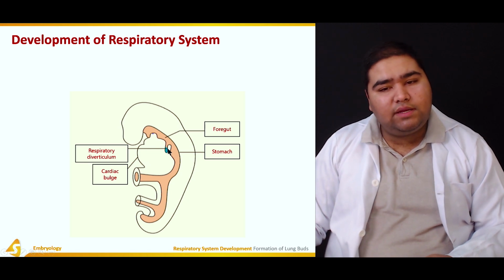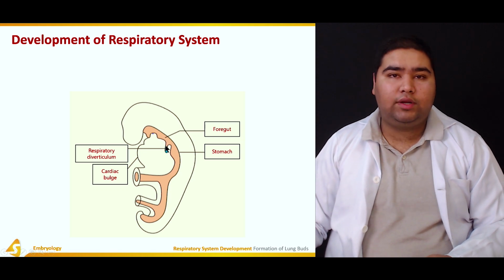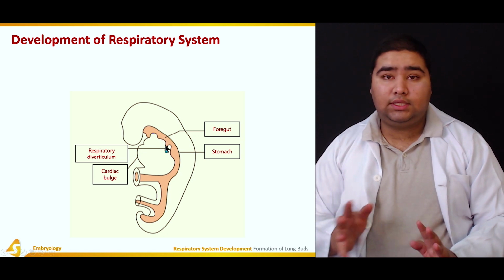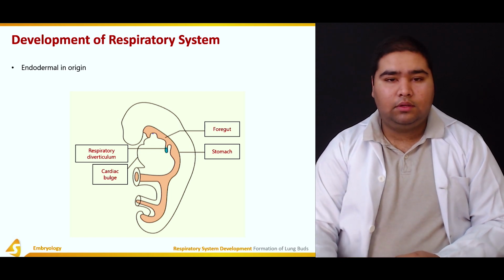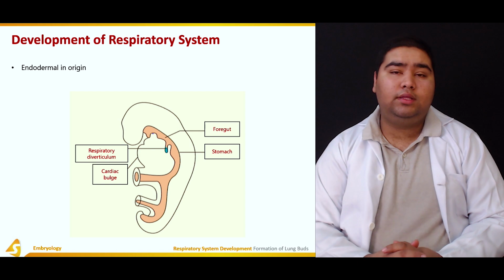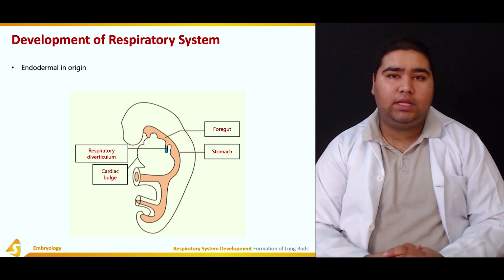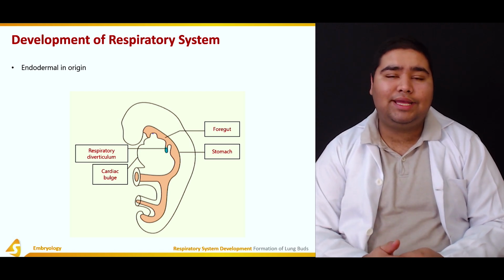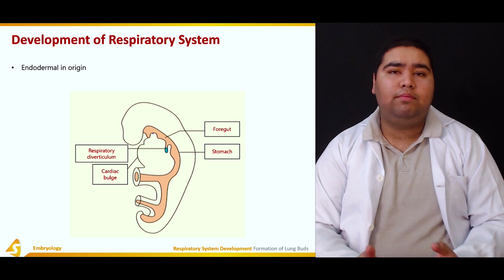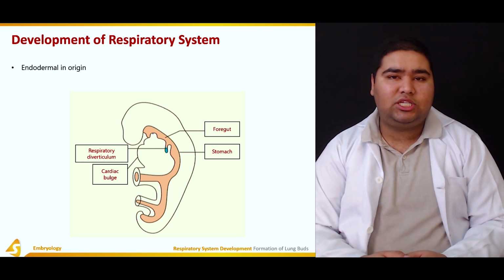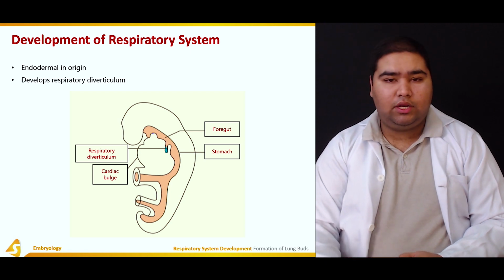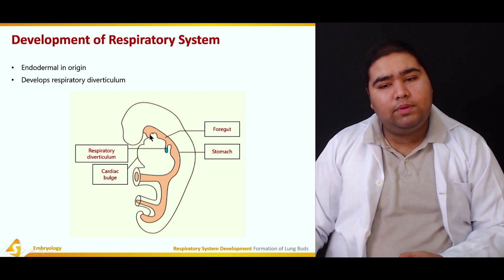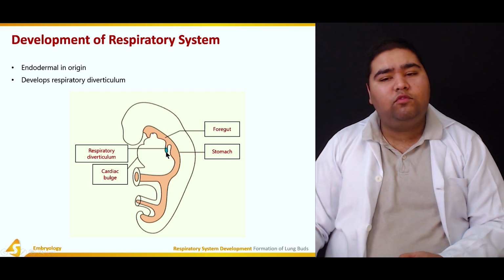So the respiratory diverticulum is being developed from the ventral wall of the foregut. All right, this is what is being seen in the figure. Let's see what happens. First of all, the respiratory system is endodermal in origin, endoderm being the innermost layer of the embryo in a trilaminar stage embryo. It develops from the respiratory diverticulum, which was formed from the ventral wall.